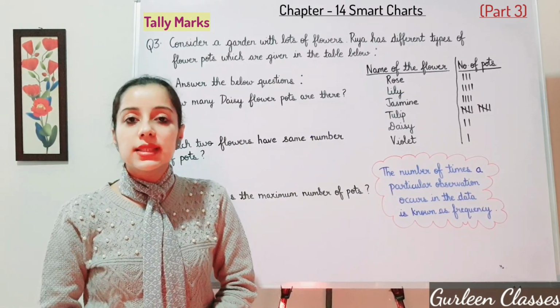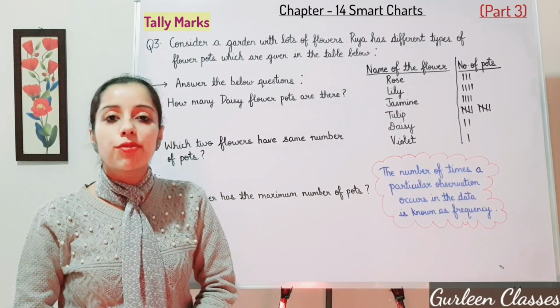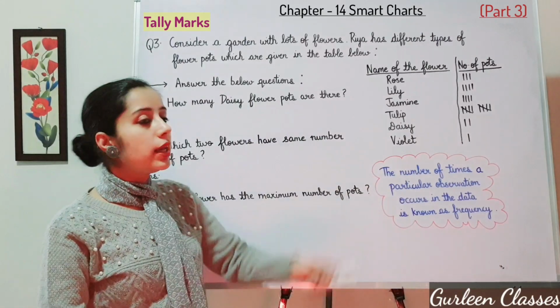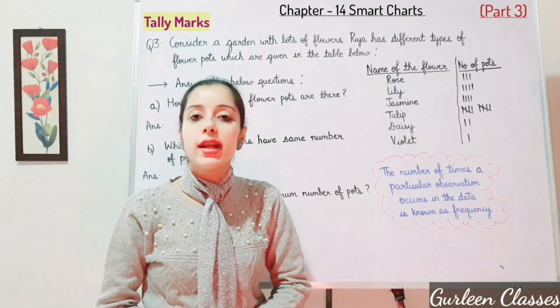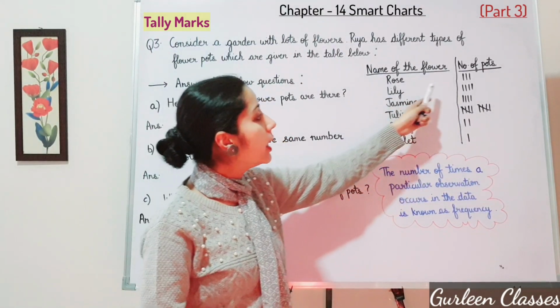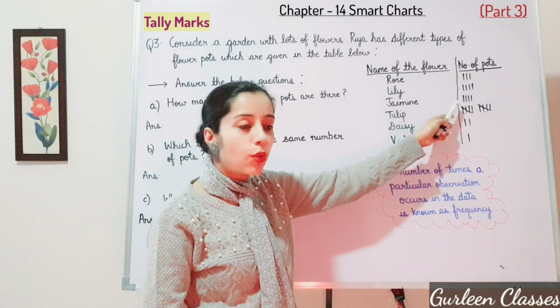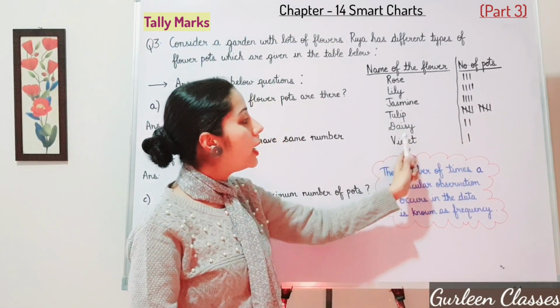Question number 3. Consider a garden with lots of flowers. Ria has different types of flower pots which are given in the table below. In this table you can see the name of the flower and the number of pots. So roses are 3, lily 4, jasmine 4, tulip 5 and 5, 10, daisy 2, violet 1.